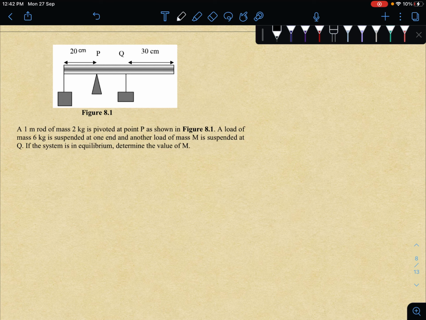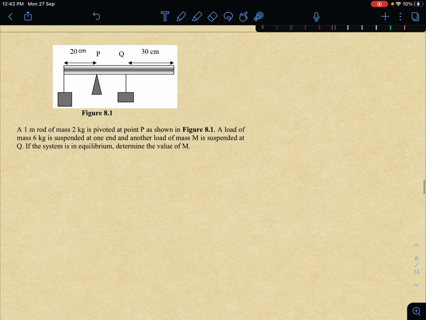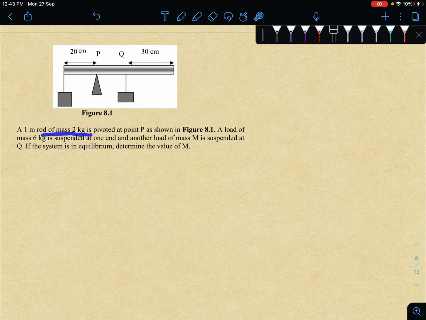Assalamualaikum and hi. So now we are going to look at tutorial question number 4b here, to do the cases on systems in equilibrium for rotational of a rigid body. So what we have in the question here is a beam, as mentioned in the question, a 1 meter rod of mass 2 kg pivoted at point P.